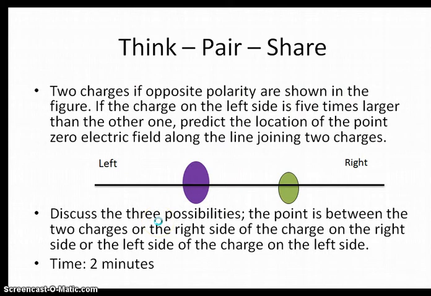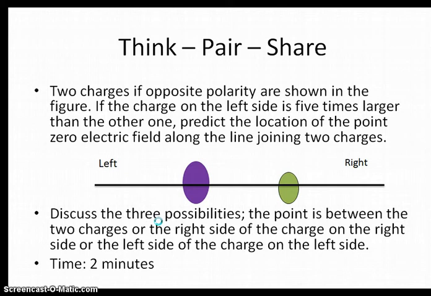Now I have an example here like this. There are two charges, but they are not of equal polarities. They are of different polarities, in which one is 5 times larger than the next one. The question for you to think and discuss is this one. There are three possibilities. Where will the point of zero field be located?